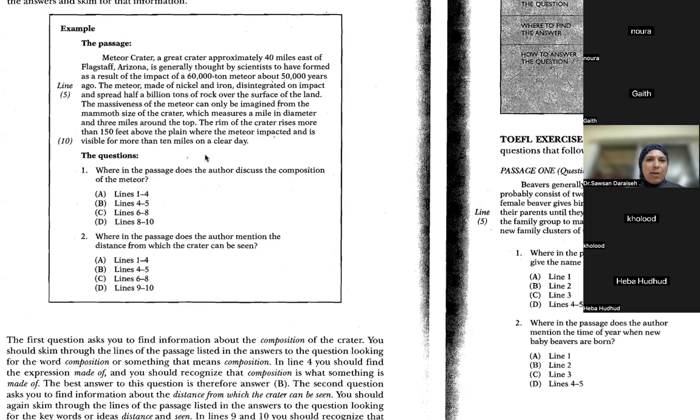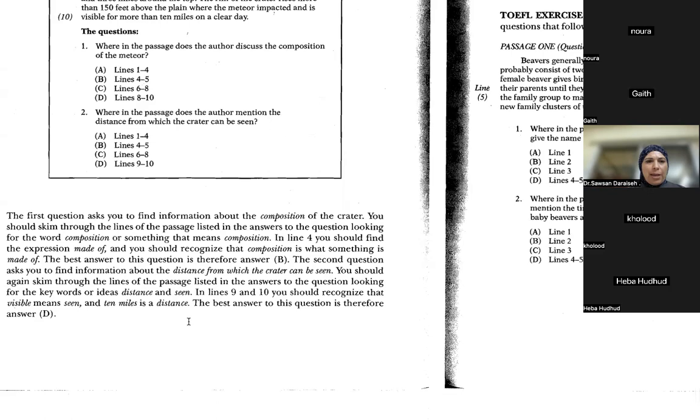He talks about the distance here, right? Here it is. 150 feet above the plain, etc. And the distance here is 10 miles, on a clear day from which you can see it. So it's lines 9 to 10. Thank you so much. Let's see if our answers are correct.